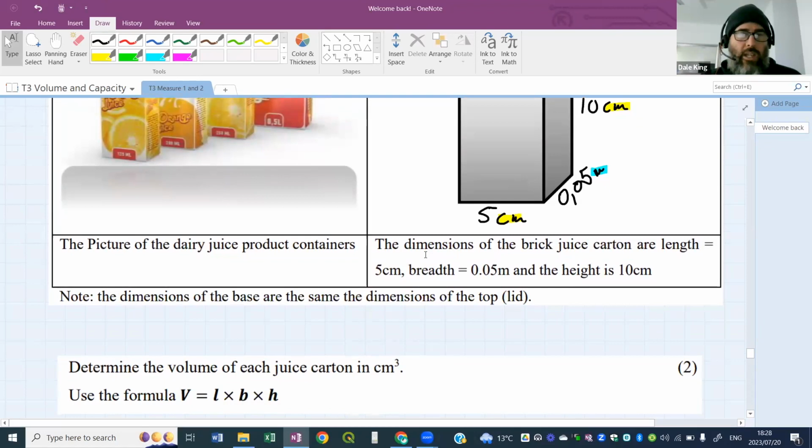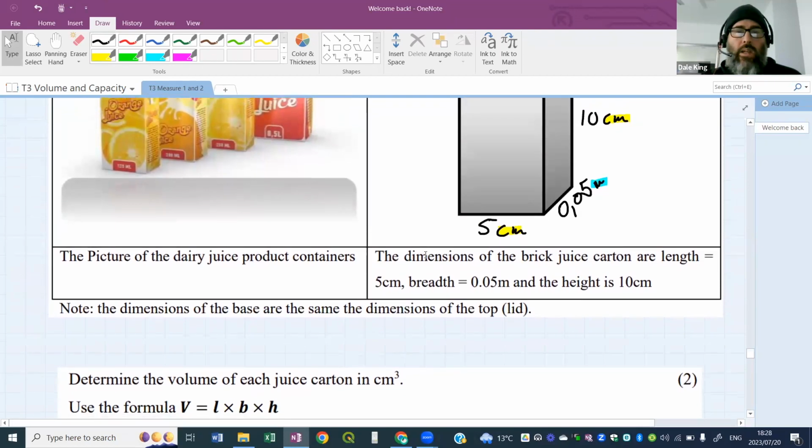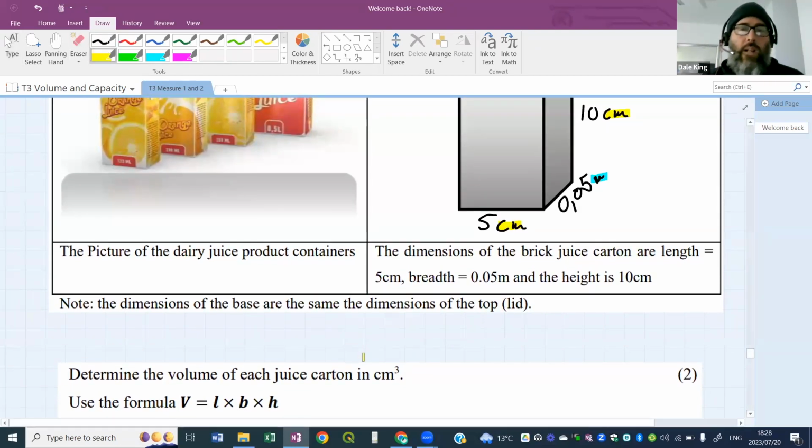Determine the volume of each juice carton in centimeters cubed. So we're just going to do this one here on the right-hand side. We're going to work out the volume in centimeters cubed. There we can see that they're asking for, and I'll highlight it in yellow again, centimeters cubed.